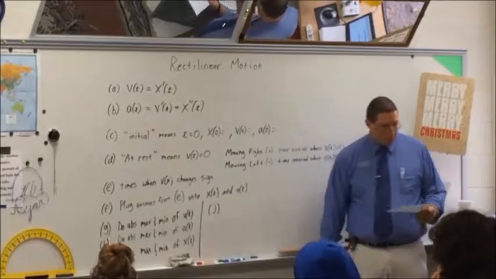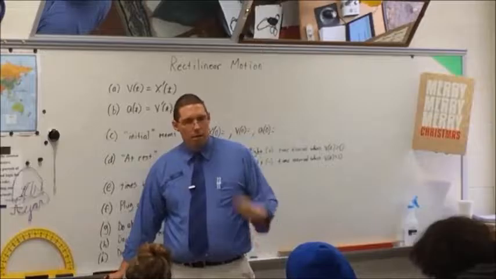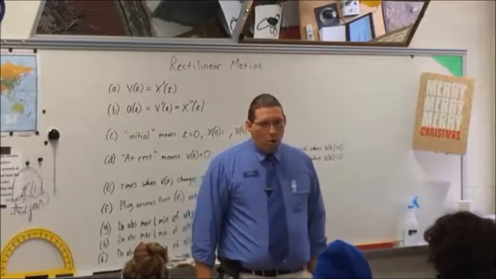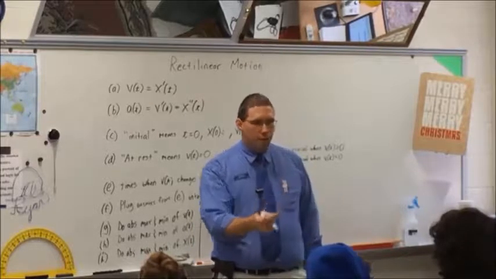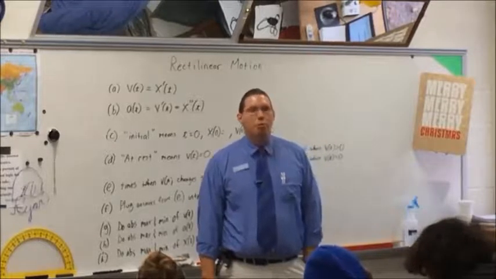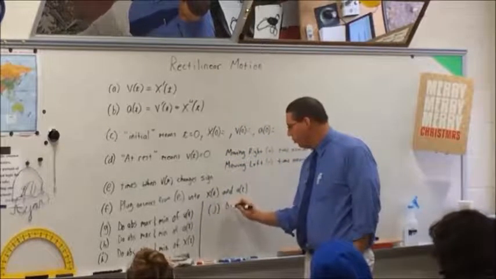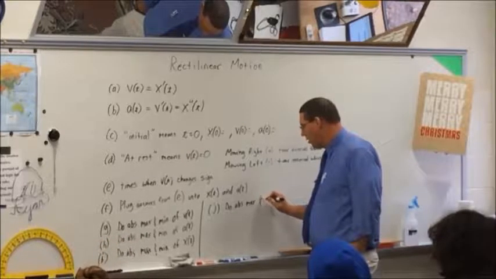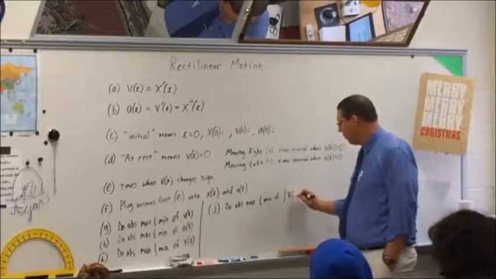Okay, because this is what J says. It says, what is the object's maximum and minimum speed? The maximum and minimum speed. Well, speed is velocity without direction. The absolute value of velocity. So what you're trying to do here is do the absolute max and min of the absolute value of velocity.